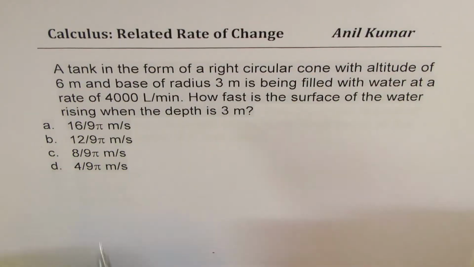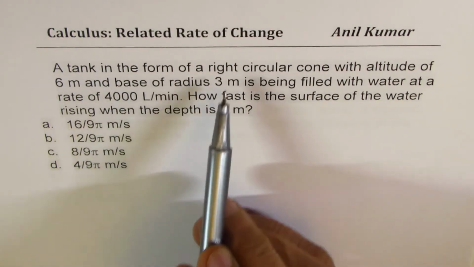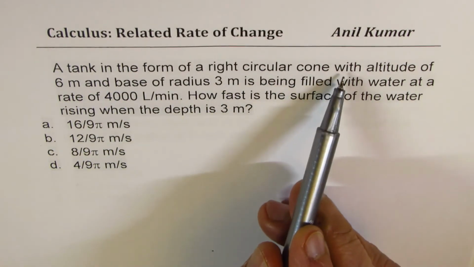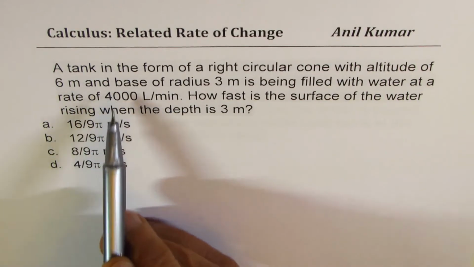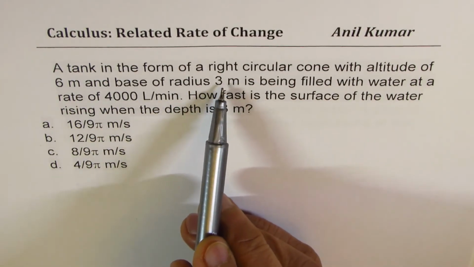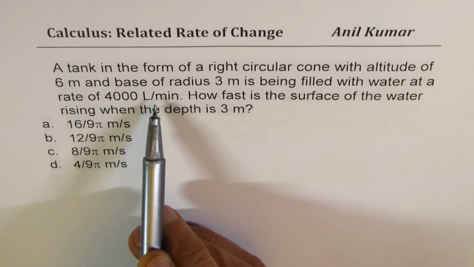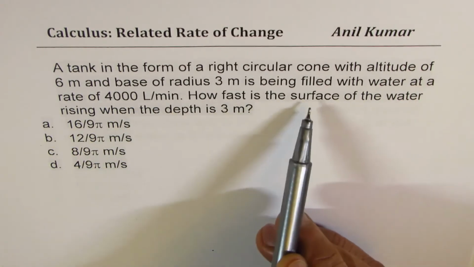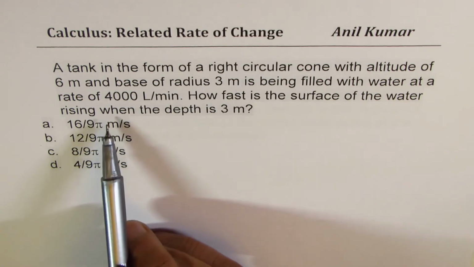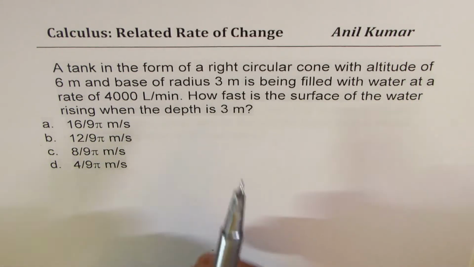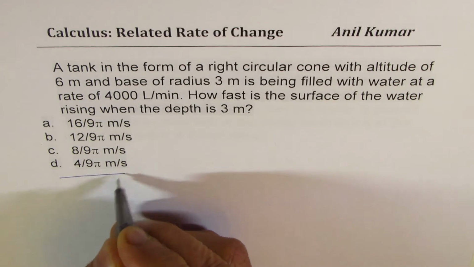The question here is, a tank in the form of a right circular cone with altitude of 6 meters and base of radius 3 meters is being filled with water at a rate of 4,000 liters per minute. How fast is the surface of the water rising when the depth is 3 meters? So let's make a cone here first.